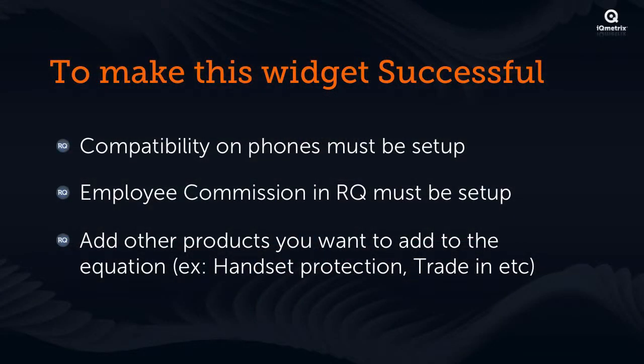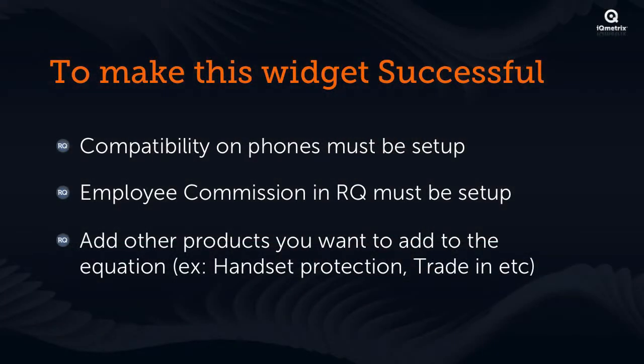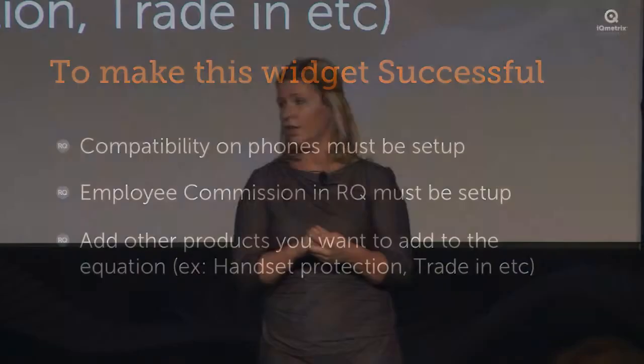Compatibility needs to be set up, your features to your rate plans and your accessories to your phones. Employee commission in RQ must be set up, and I know some of you don't track commission in RQ, but at minimum you have to have 100% GP set up so they see their gross profit. You can add other products such as handset protection and trade-in SKUs to just optimize it.